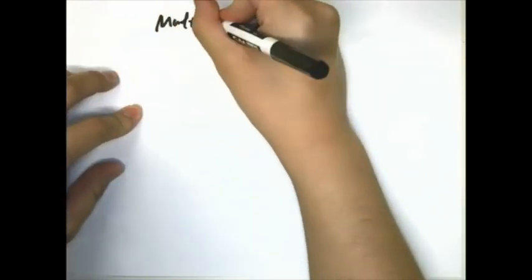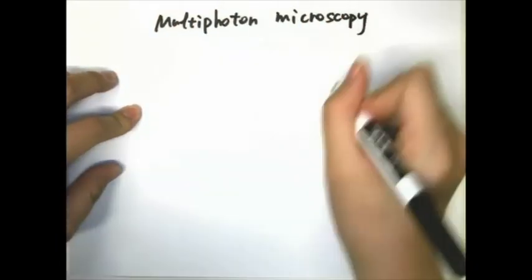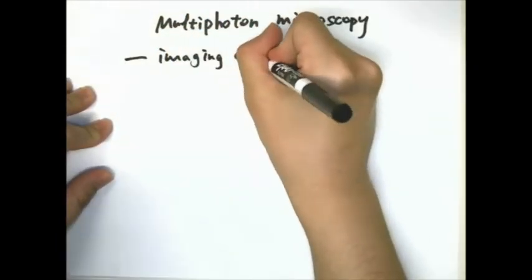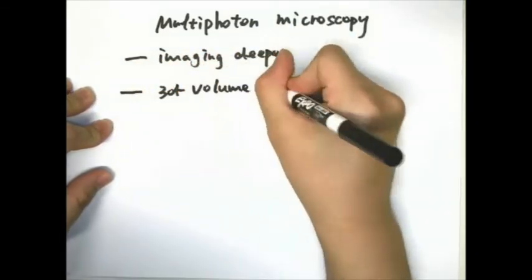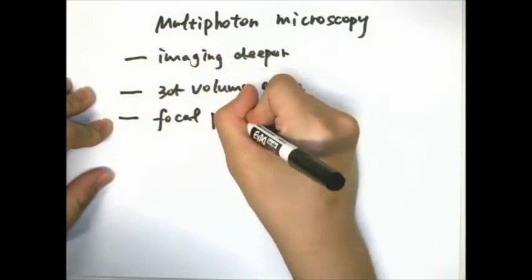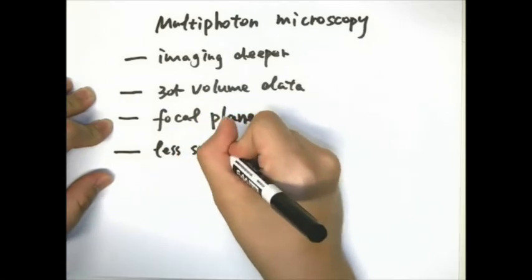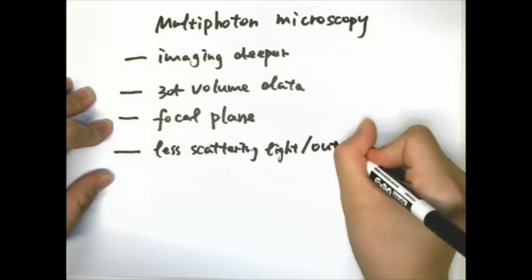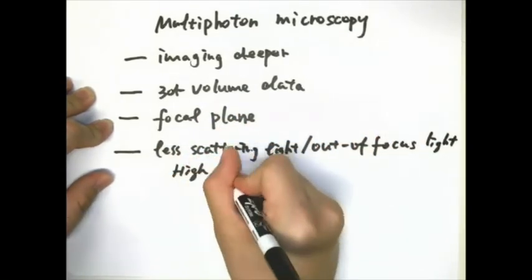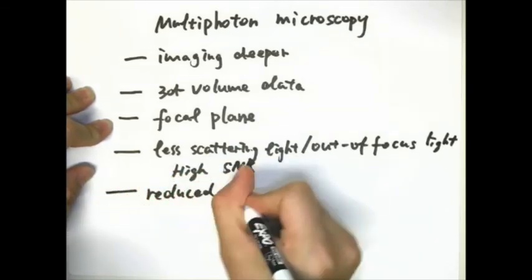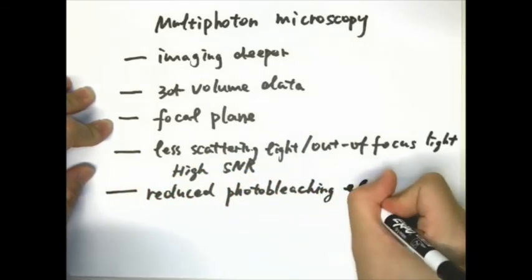Overall, multiphoton microscopy has some advantages in biological imaging. It could image deeper with 3D volumetric data. It only excites the fluorophores on the focal plane. It has less scattering light and out-of-focus light with a high SNR, and it could reduce photobleaching effect and phototoxicity.